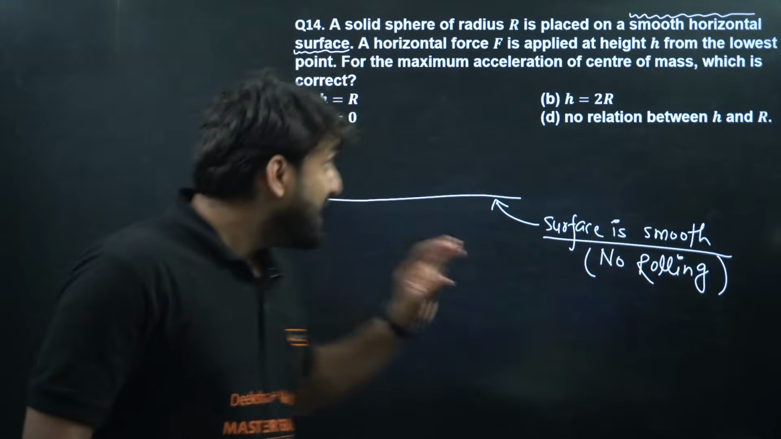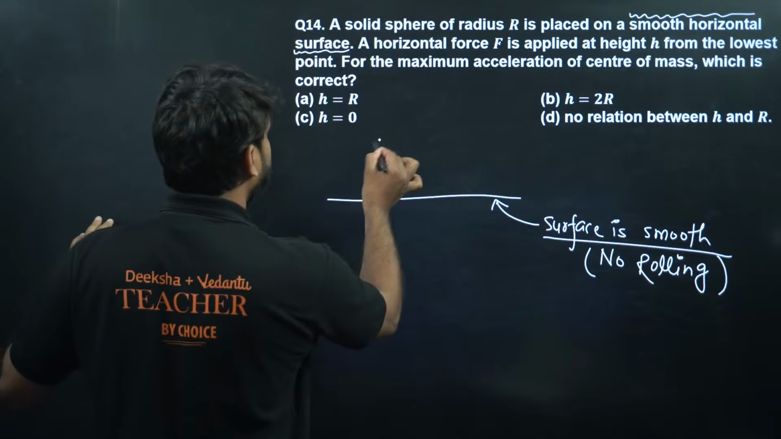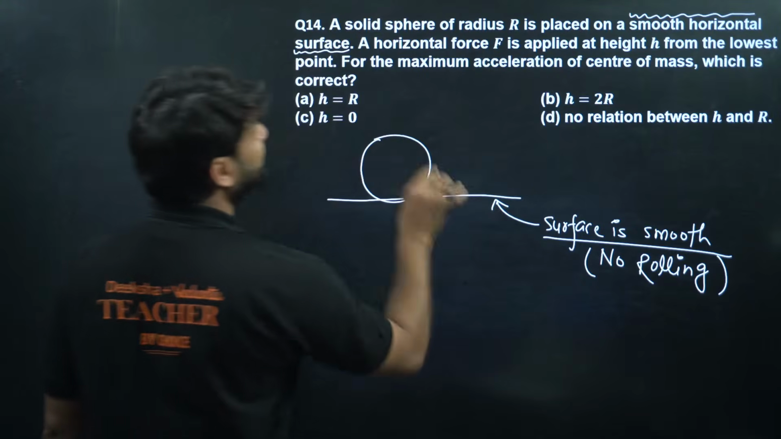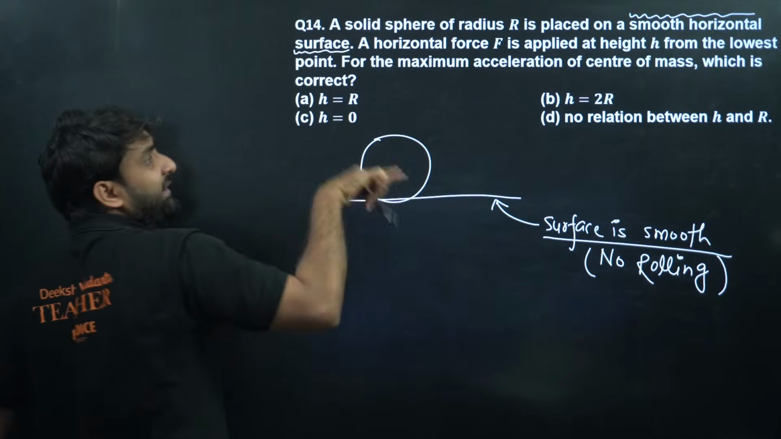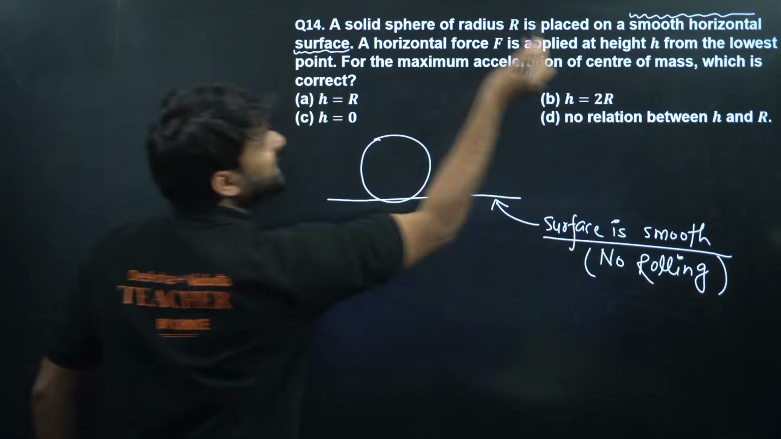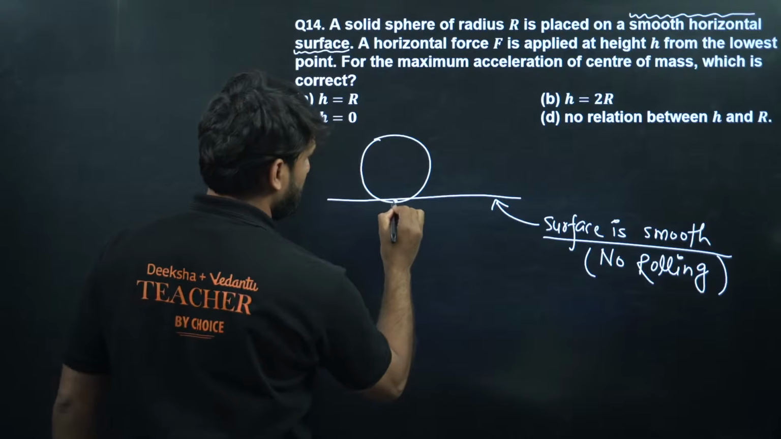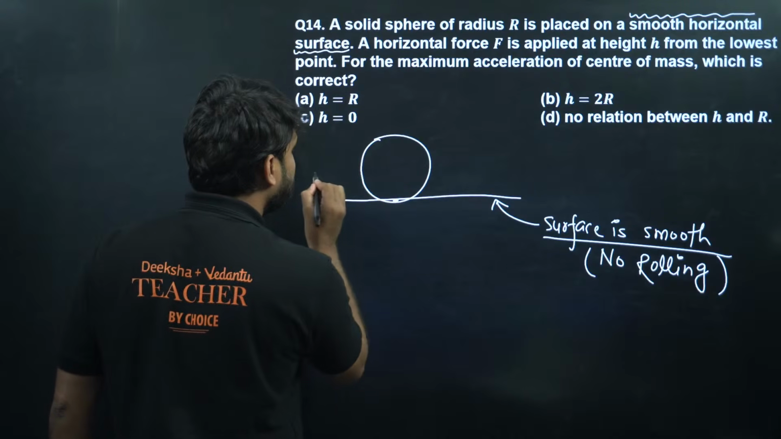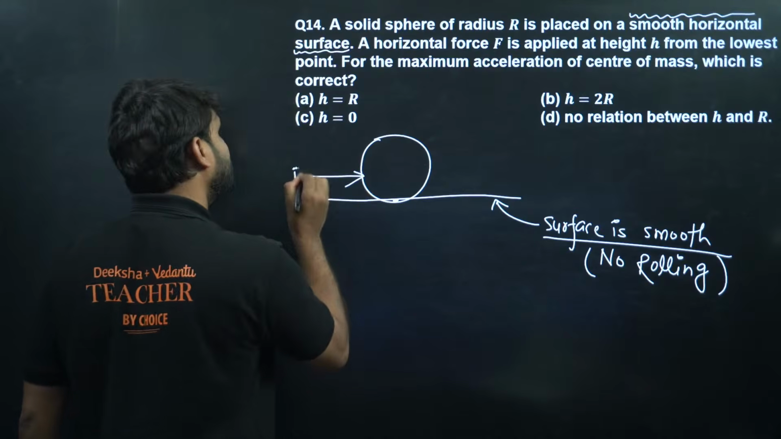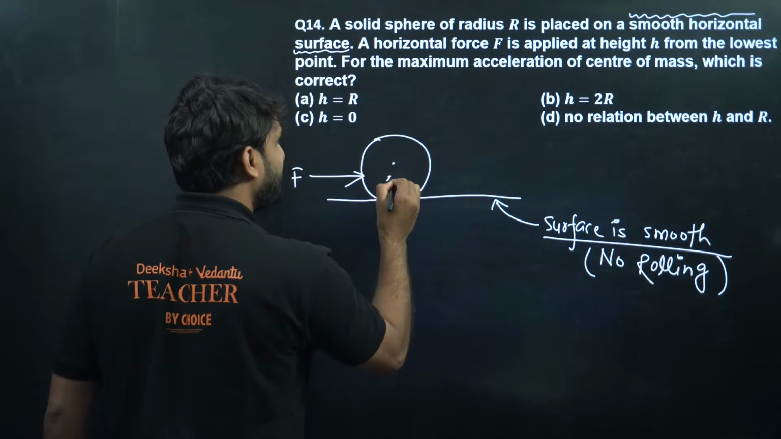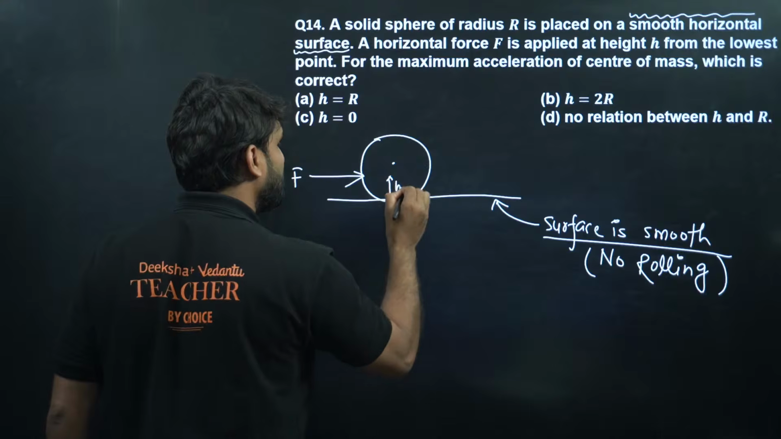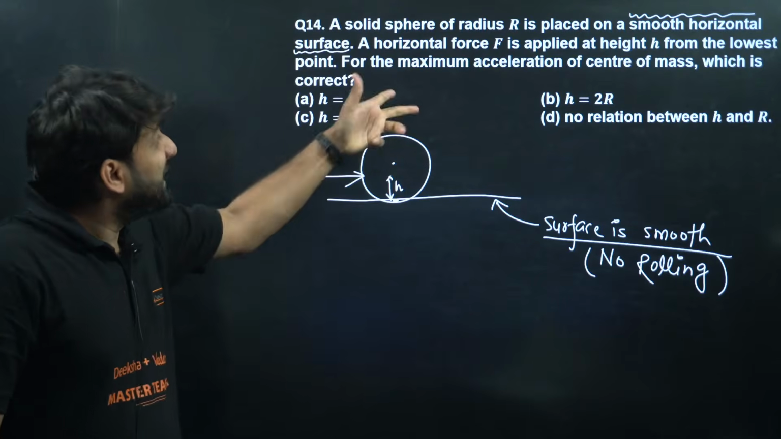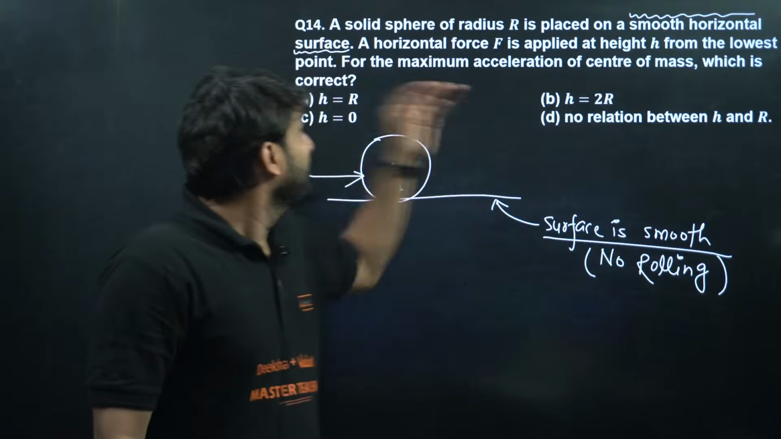Now, here is the solid sphere. A horizontal force F is applied at height h from the lowest point. This is the lowest point, which is in contact with the ground, this is the center, and the force F is applied here at height h, horizontally. Then for the maximum acceleration of the center of mass, which is correct?